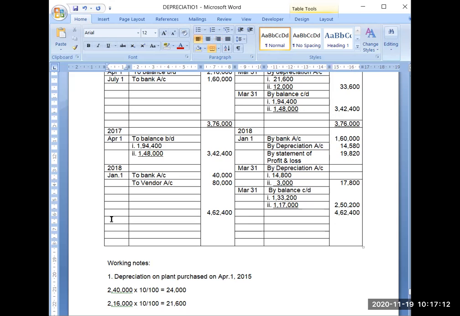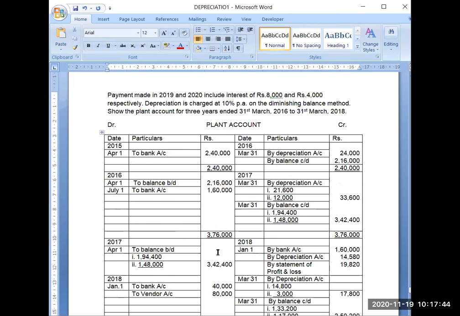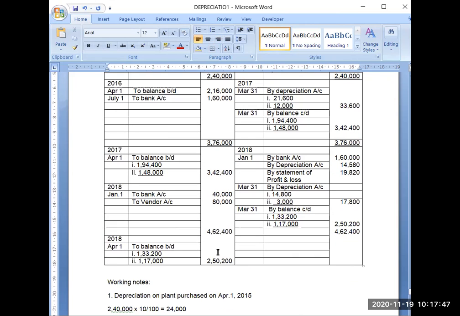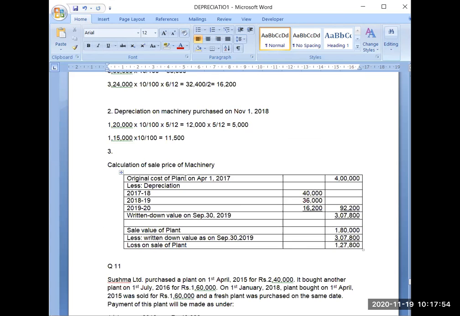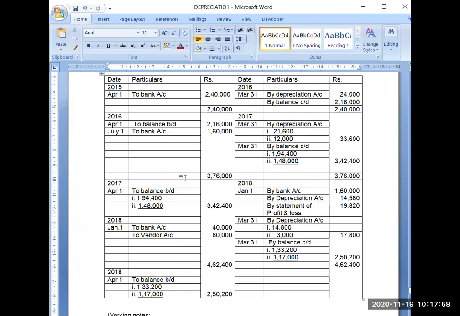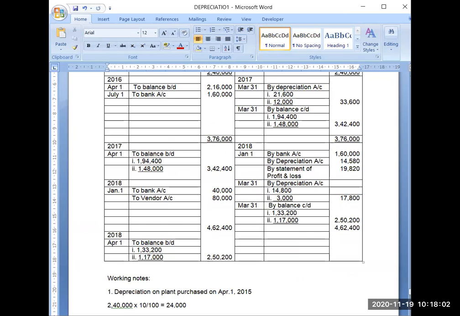Then we can write the opening balances in the next year, 2018, April 1, to balance brought down, and these closing balances will become the opening balance. So I hope it is clear.